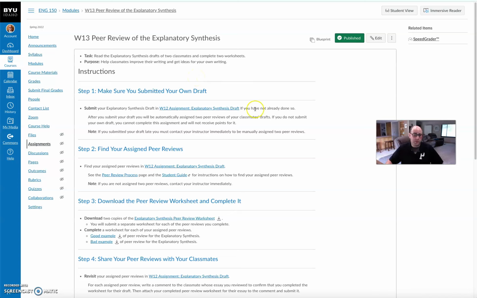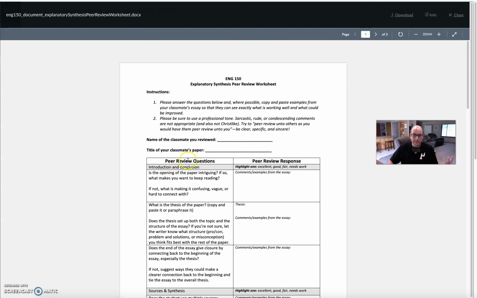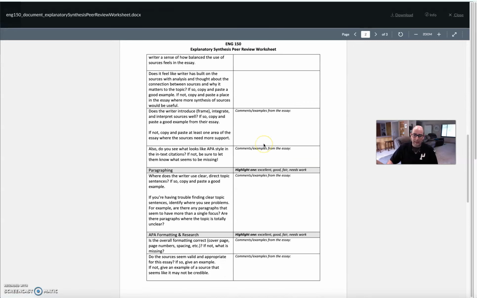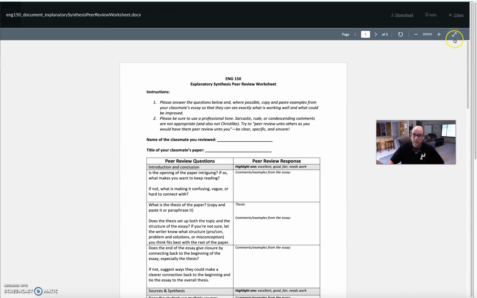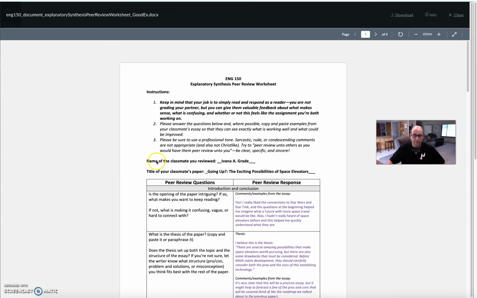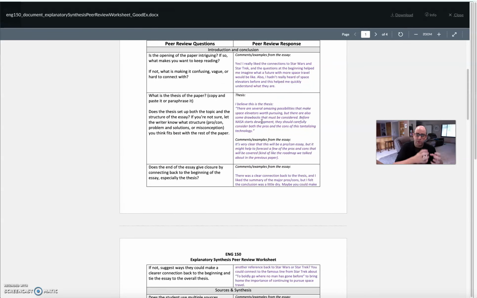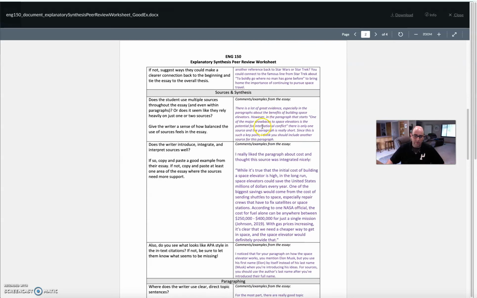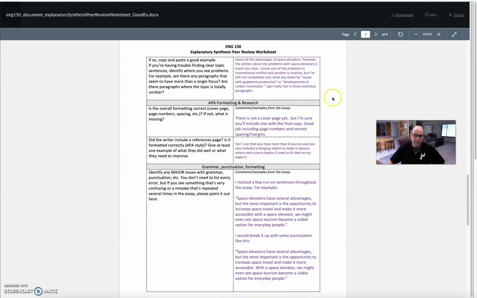And you've done this multiple times. It's the same process. You're going to download this worksheet. You've seen this before. You're going to be filling it out for 2 of your peers. So you're going to download and have 2 of these. And then they've given you a good example and a bad example. Take a look and see how the good example has actually copied things from their peer's essay. And then they have like whole paragraphs where they're commenting about what they're seeing.